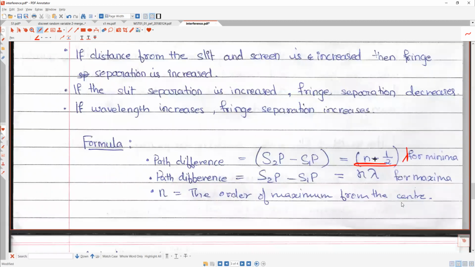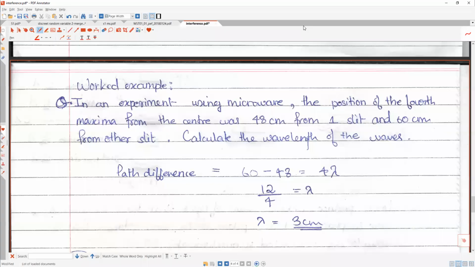Okay, this is a formula that has been given to you. These are some sums. Just see whether you understand this sum or not. Pause recording. Record it now. So they are saying the experiment is done using a microwave. You have a maxima. What maxima? Fourth maximum, meaning 4 lambda.